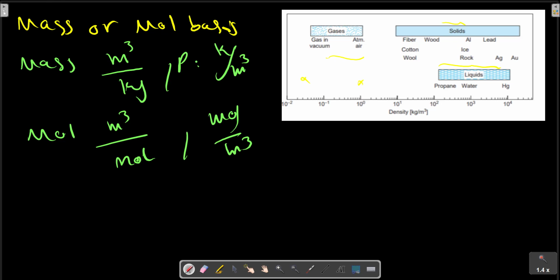Also, the SI unit for volume is the cubic meter. A commonly used volume unit is the liter, which is one thousandth of a cubic meter. The general range of the magnitude of density for gases, liquids, and solids is shown in this picture.